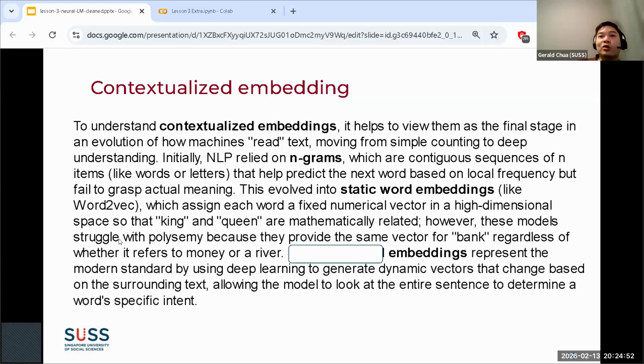Okay, however, these models struggle with words that have multiple meanings, polysemy, because they provide the same vector for bank regardless of whether it is money, which is a financial bank, or river, which is on the side of the river bank. Okay, so contextualized embeddings represent the modern standard by using deep learning to generate dynamic vectors that change based on the surrounding text.